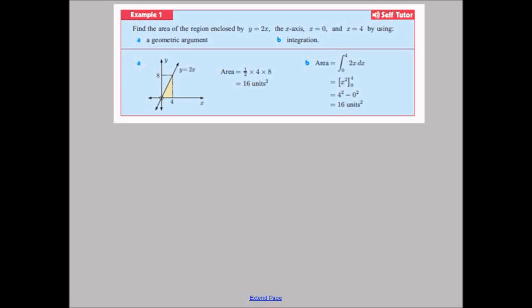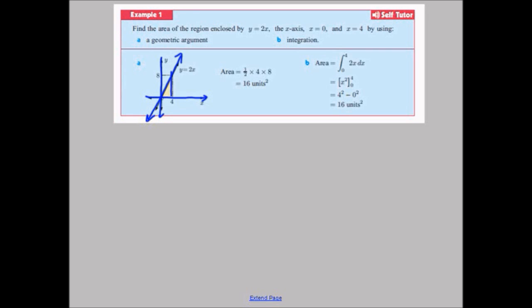So here we have a diagram. Always helps to have a diagram. There's y equals 2x. We're looking at the area enclosed by the x-axis, which is here, enclosed by x equals 0, which is this line, and enclosed by x equals 4, which is this line. So we're looking at that yellow area there.